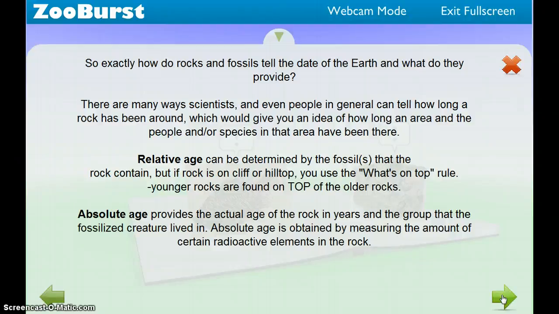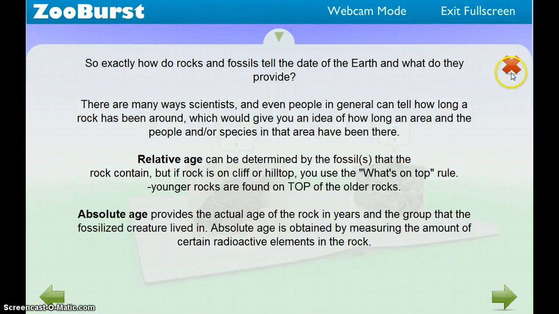younger rocks are found on top of older rocks. And it also lets you know about the fossils that are inside of rocks. Absolute age, however, gives you an actual age of the rocks in years. It's like us with our birth date.